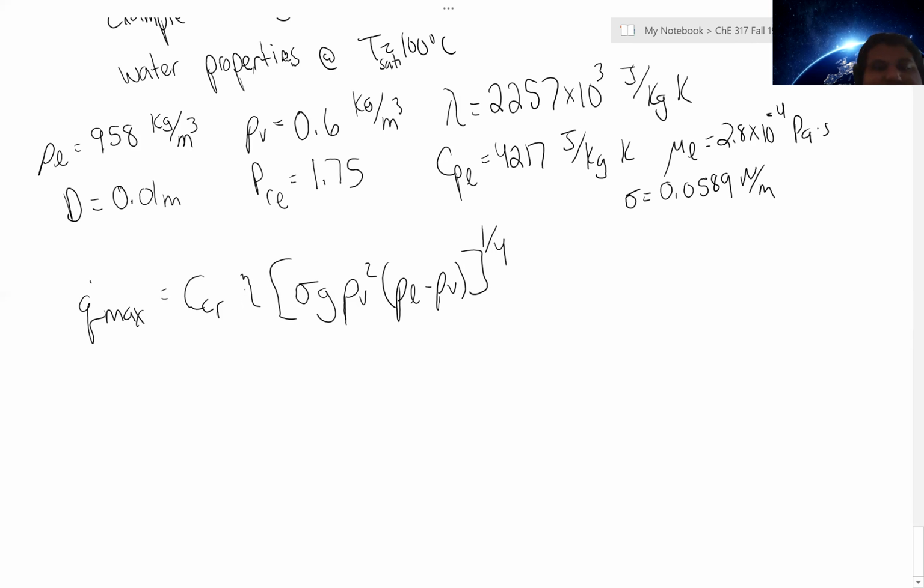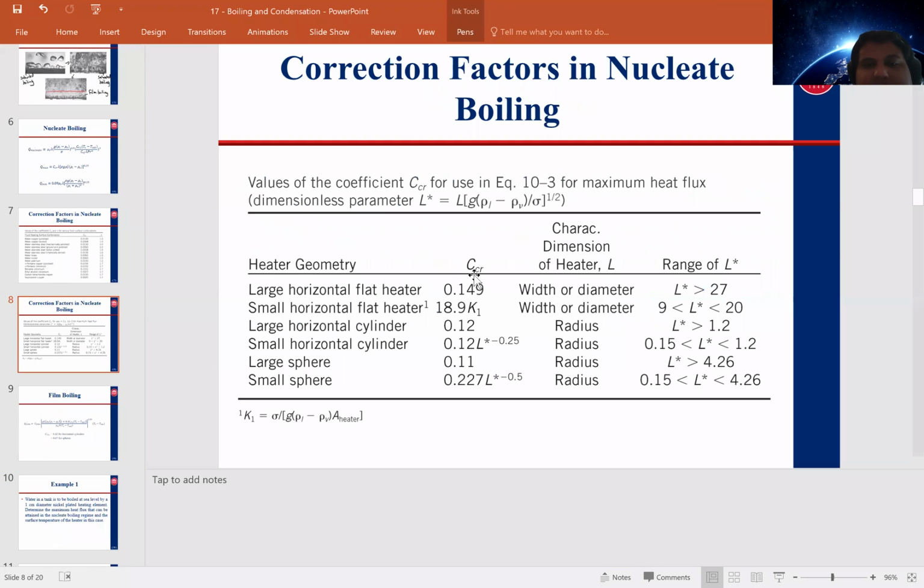So the only thing I'm missing is the CCR value, which if I go back to those slides for a second. CCR, assuming what kind of heating element was it? Nickel plated. We have to identify what L is, it seems, because we have essentially a horizontal cylinder. We're not sure where the L is going to fall. I would call it a small horizontal cylinder. So it's 0.12 times L star to the negative 0.25.